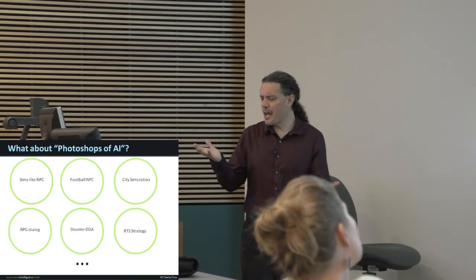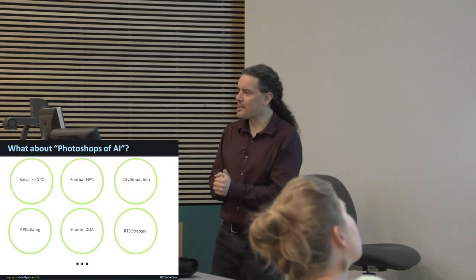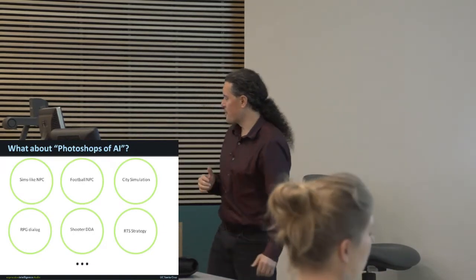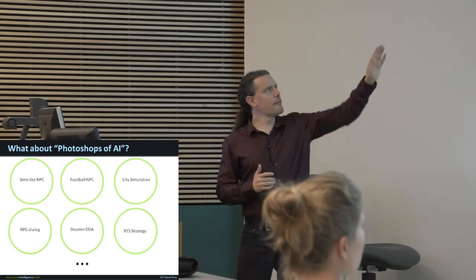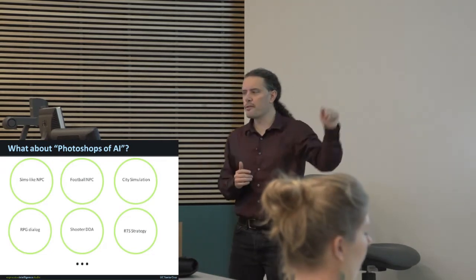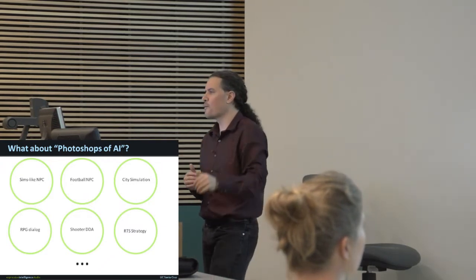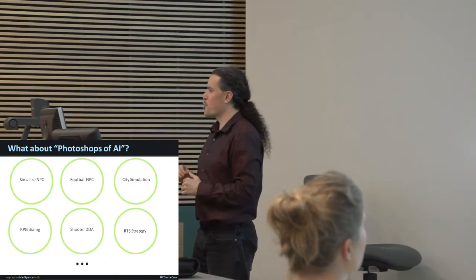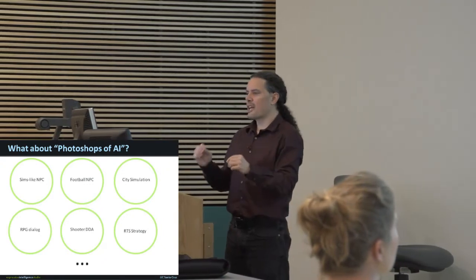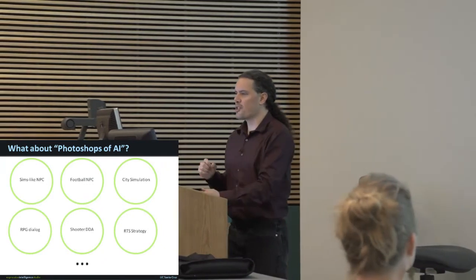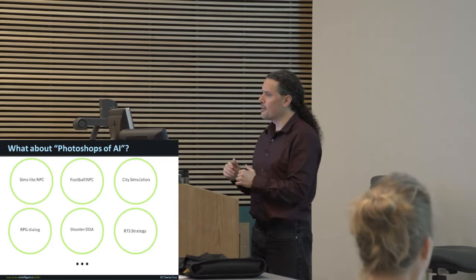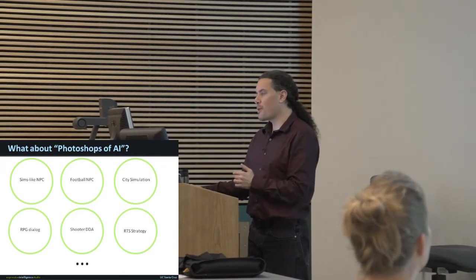So maybe what we're going to have is Photoshops of AI, right? Instead of the single structure style decomposition, we're going to have one for Sims-like NPCs, and one for football NPCs, one for city simulation, and one for RTS strategy, and so forth. So we'll have a lot of Photoshops, each of which nails a structure style decomposition for a particular subproblem in AI. Okay, that sounds a little more tractable, right?